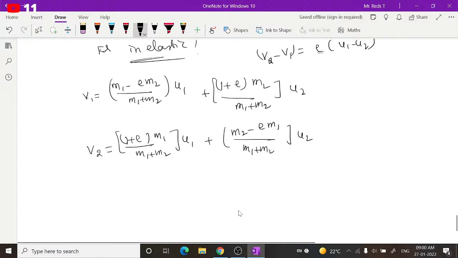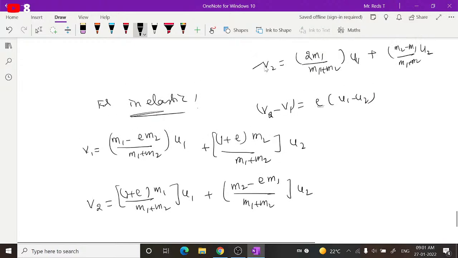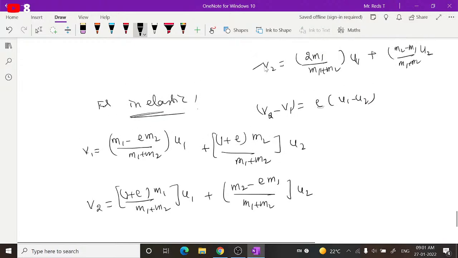In this, as the initial velocity of the second body is 0 and the masses are equal, these terms will become 0, right? This is what you have to just keep in mind. That's it. The initial velocity of the second body is 0.